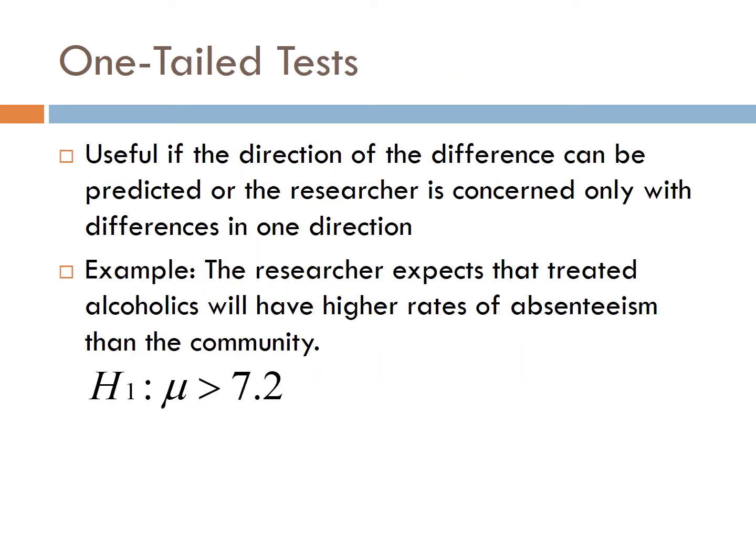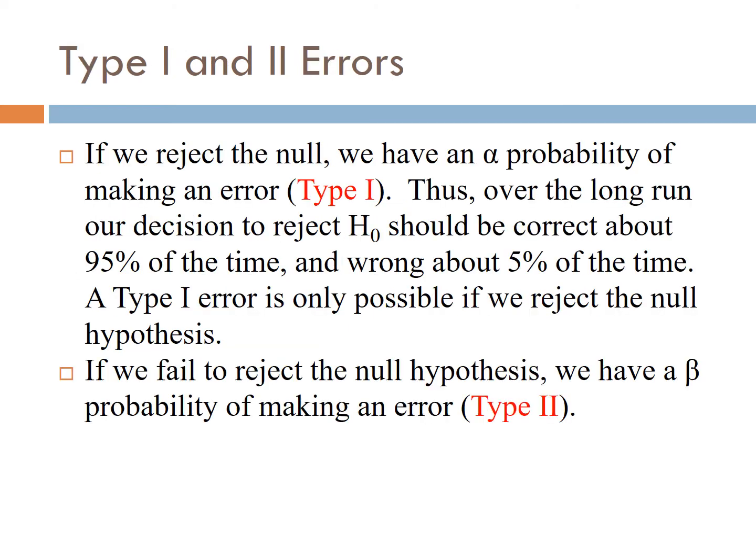So, one-tailed test: useful if the direction of the difference can be predicted or the researcher is concerned only with differences in one direction. So if the researcher expects that treated alcoholics will have higher rates of not showing up than the community, you would do a one-tailed test.